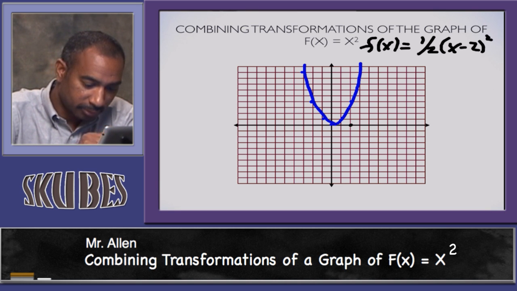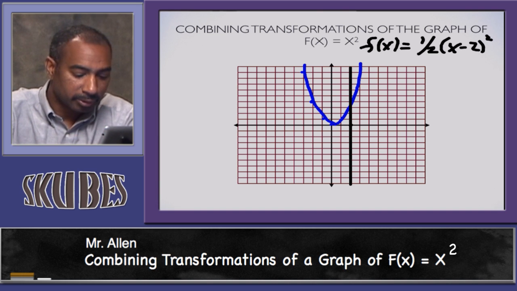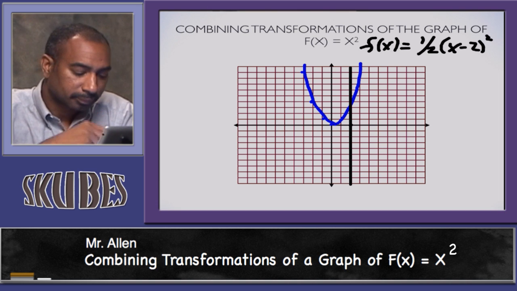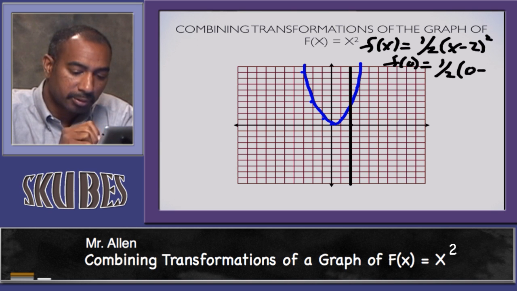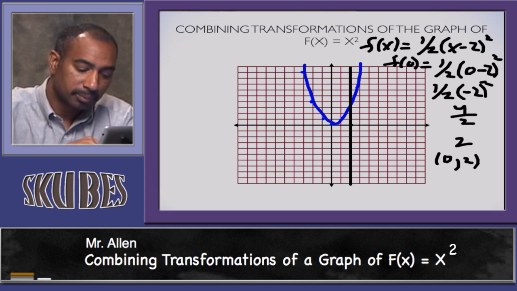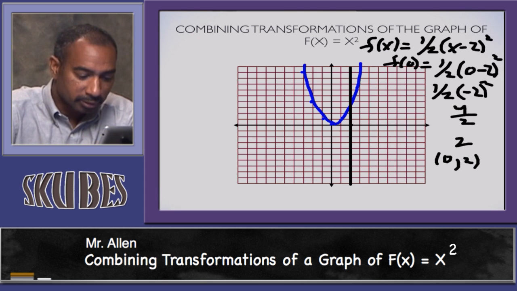So this is what separates that parabola in half, equidistant. So let's say I plug in 0. What happens? When f of 0, what do I get? I get 1/2 times (0 minus 2) squared, which is 1/2 times -2 squared, which is 4 divided by 2, which is 2. So when x is 0, y is 2. So I go over to the y-axis and I count up 1, 2.